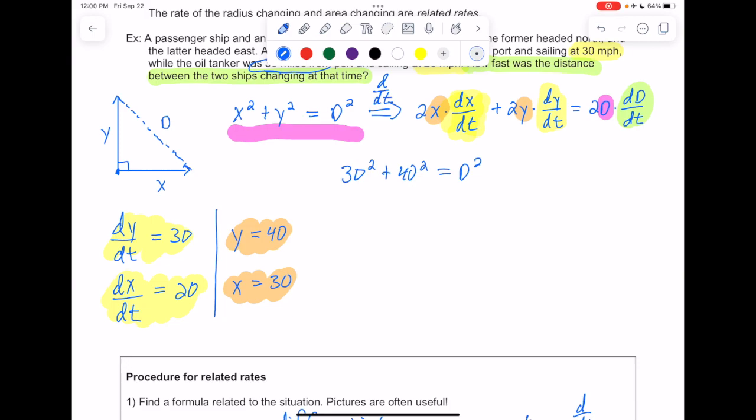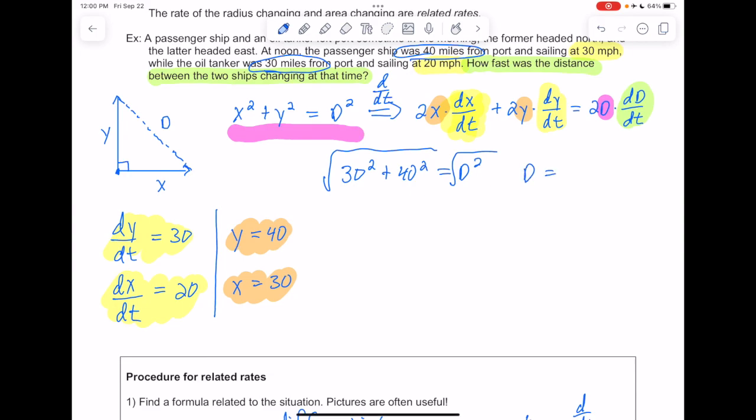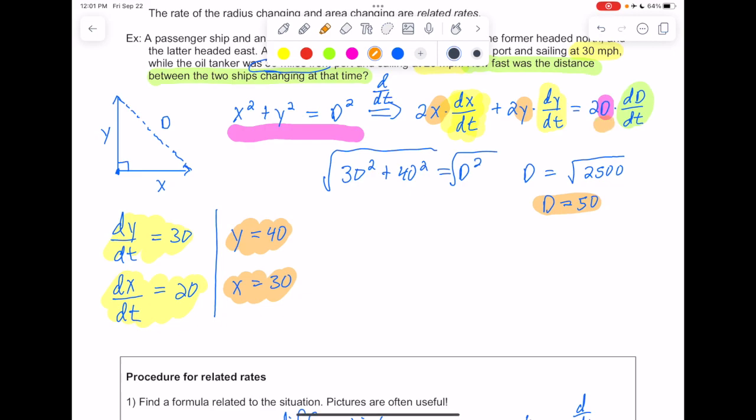So we could take the square root of both sides now and get our value of D, and D would be the square root of 30 squared plus 40 squared. And what is that? 30 squared plus 40 squared is 2,500. So D is going to be the square root of 2,500, which is 50. So now we can go ahead and go back, highlight that one, also in orange. Now we've got that piece too, right? So we can plug in everything now except for the dD/dt.